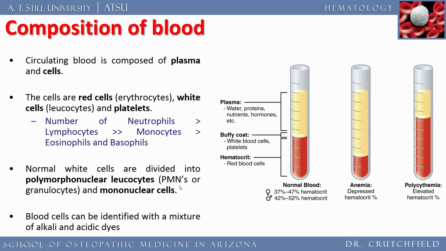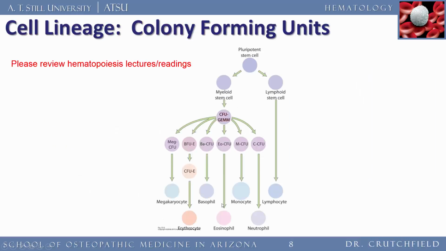Normal white cells are divided into polymorphonuclear leukocytes, or PMNs, which are granulocytes because they have little granules in them, and mononuclear cells that have one nucleus and might be agranulocytic. And how do we know which ones are which? Well, we stain them. We can either use an acidic stain or an alkaline stain when we look at these under the microscope. So alkaline stain usually will stain blue, and acidic stain will stain different components red.